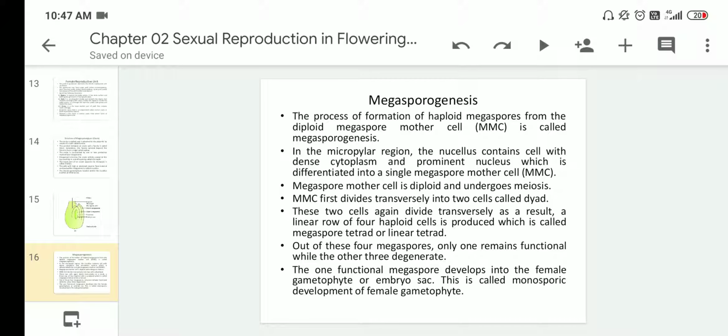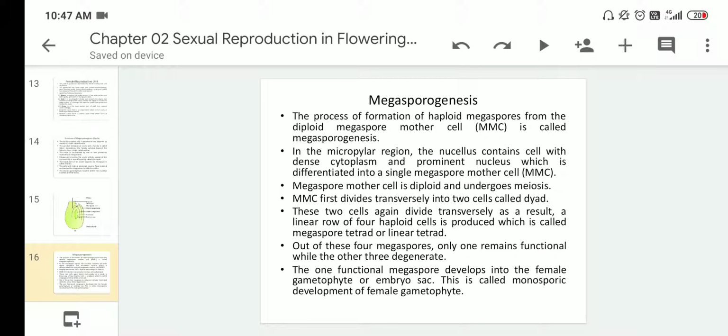Remember, these are the two sets of division of meiosis. Meiosis first and meiosis second. Meiosis first results into 2 cells and meiosis second results into 4 daughter cells. And these 4 daughter cells are arranged one over the other in tier form. Out of these 4 megaspores, only one remains functional while the other 3 degenerate.